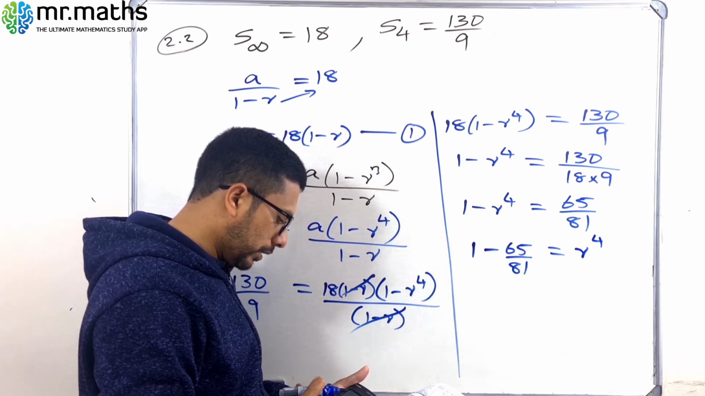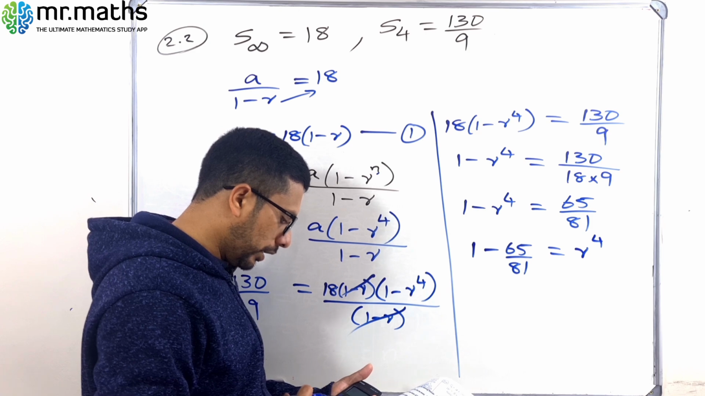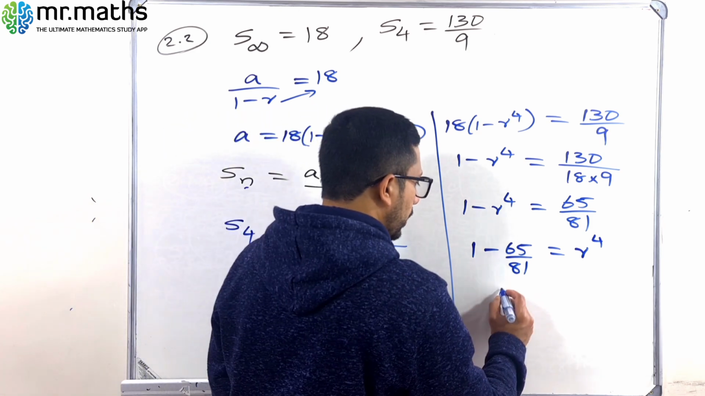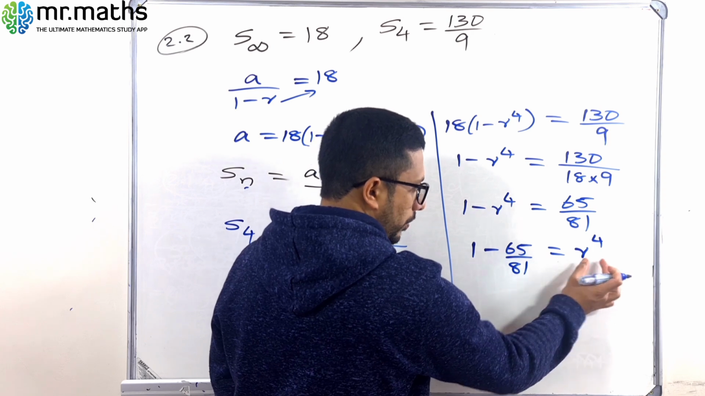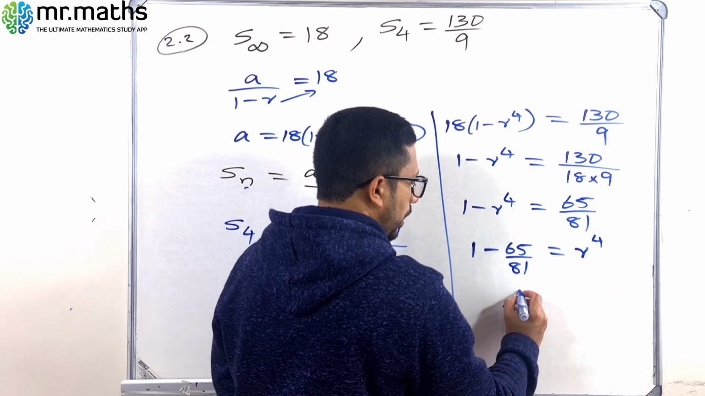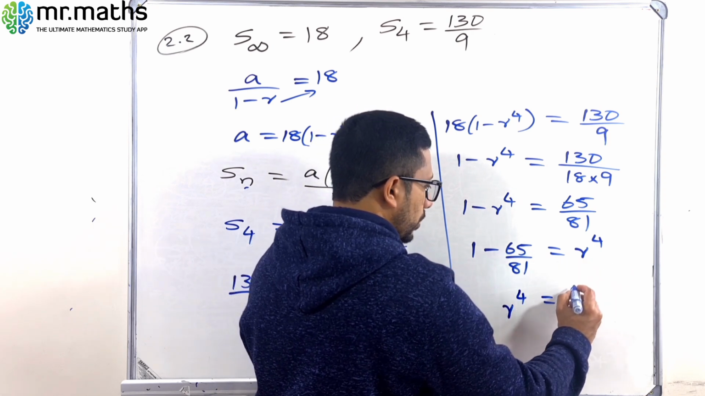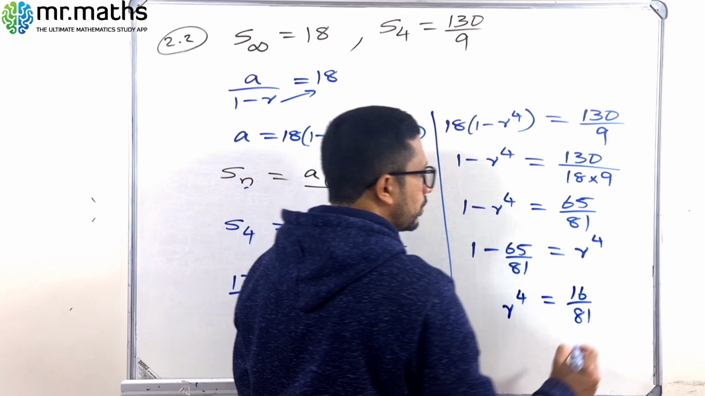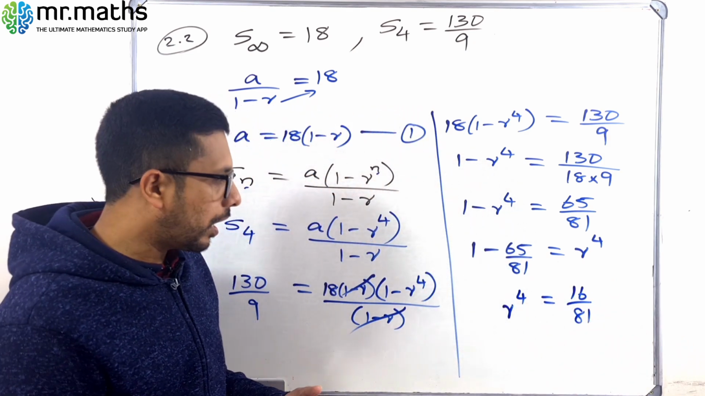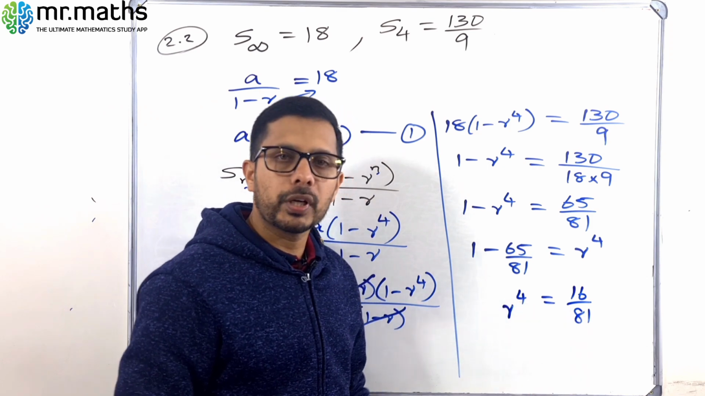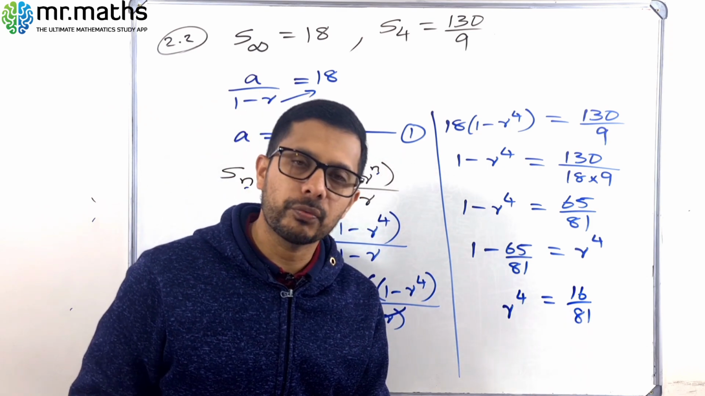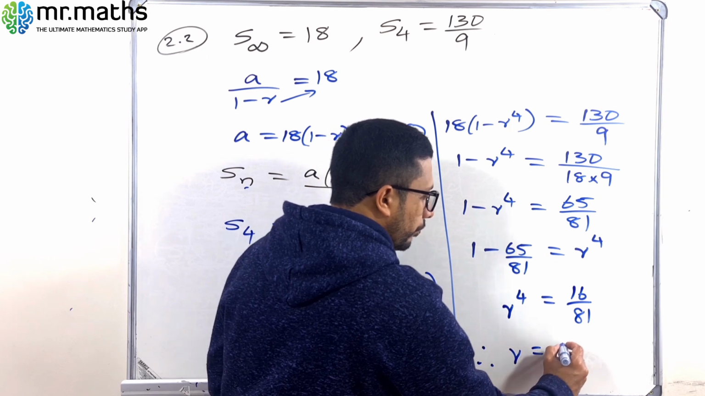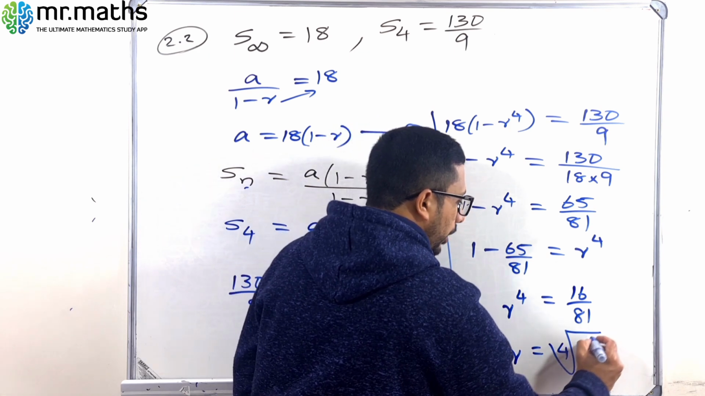1 minus 65 over 81 is 16 over 81. So here, let me write this one on the right side. R raised to 4 is equal to 16 over 81. So what is R? How can I find R? Therefore R is equal to the 4th root of, am I right guys?